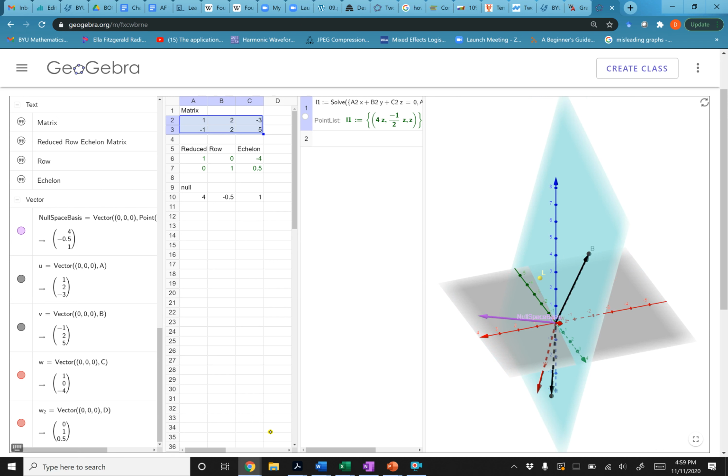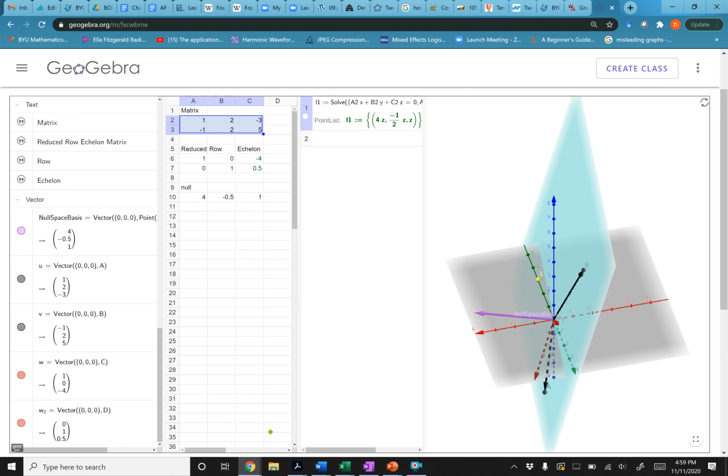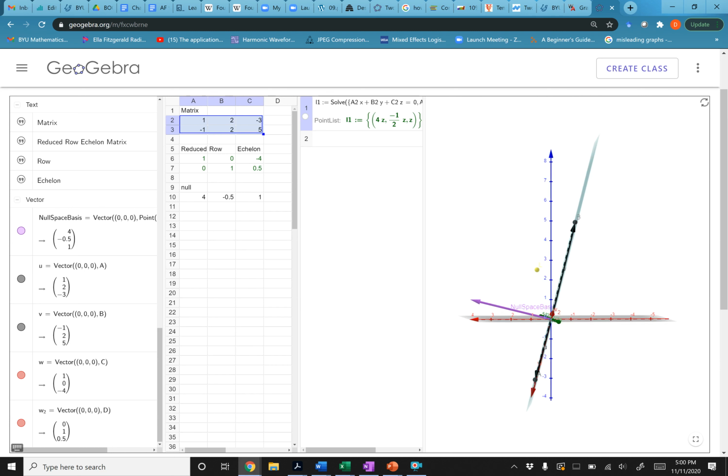The null space of a matrix is a vector that's perpendicular to the row space, or it might be a plane that's perpendicular to the row space, or however many dimensions you have, it's perpendicular to the row space. And this is the kind of geometry we're going to be talking about today.